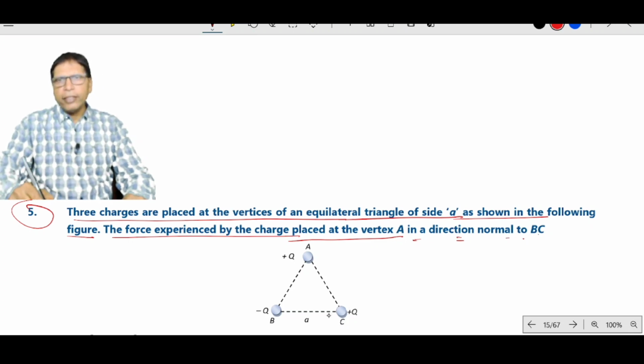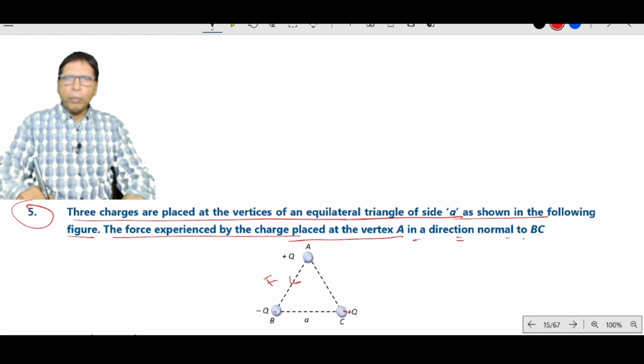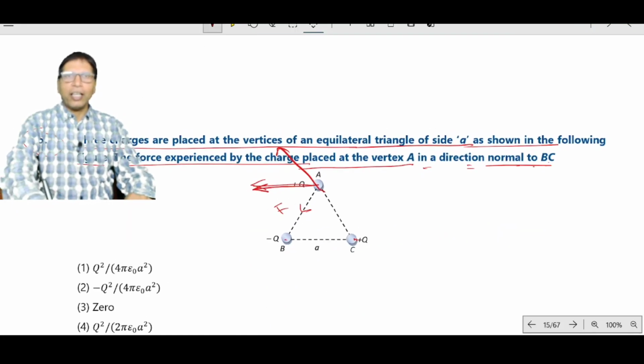Now look at this. Here the minus q charge attracts the charge at A along this direction. Here the plus q charge repels this charge along this direction. And this force of attraction and repulsion are the same. So the resultant force is directed along this direction. Okay. So the force directed normal to the BC is 0. This is option 3.